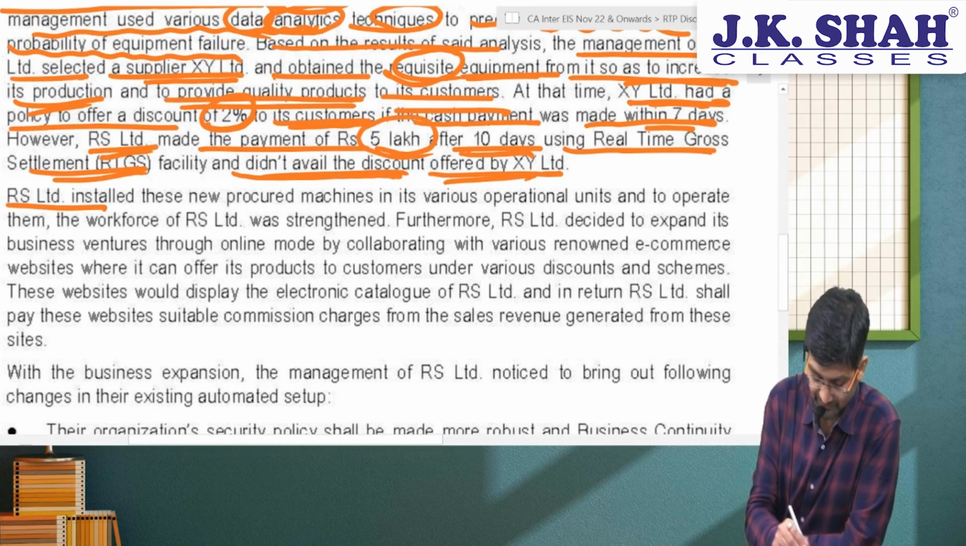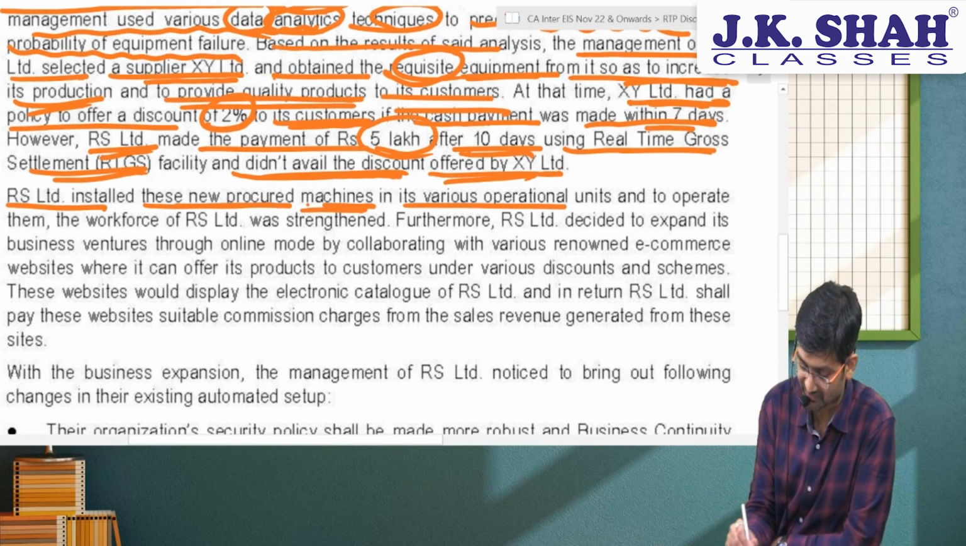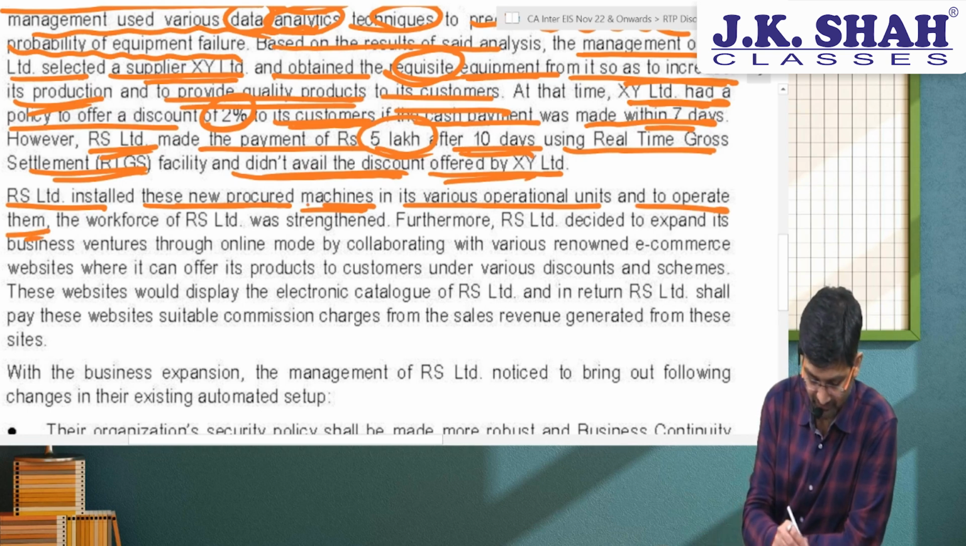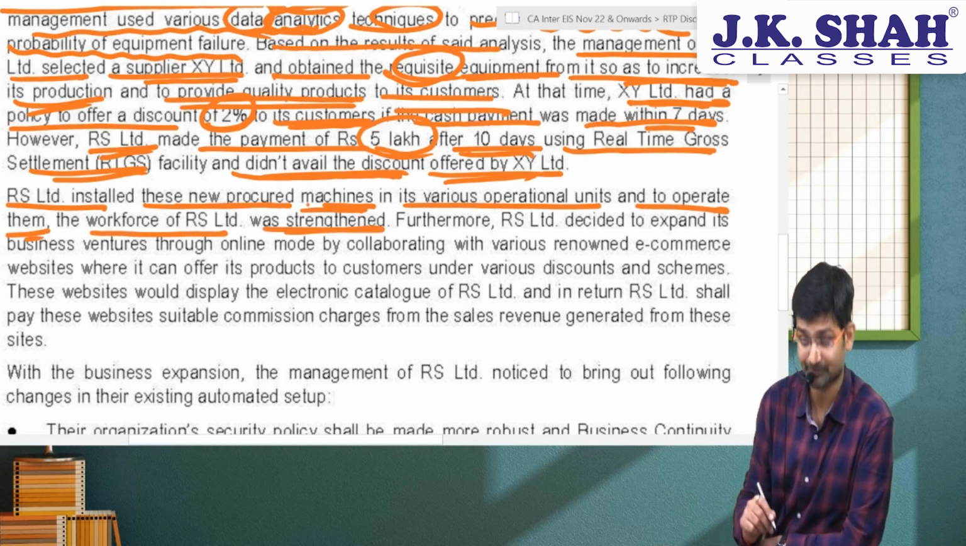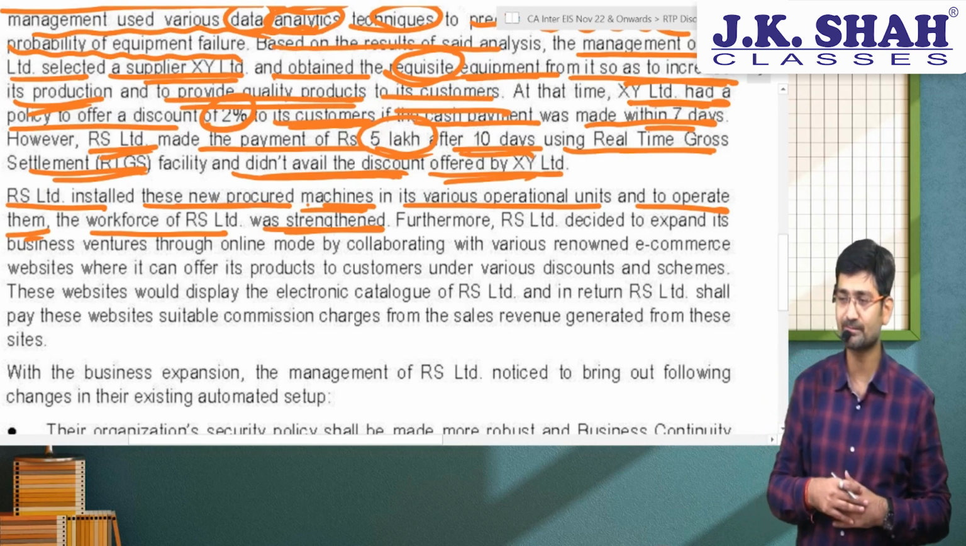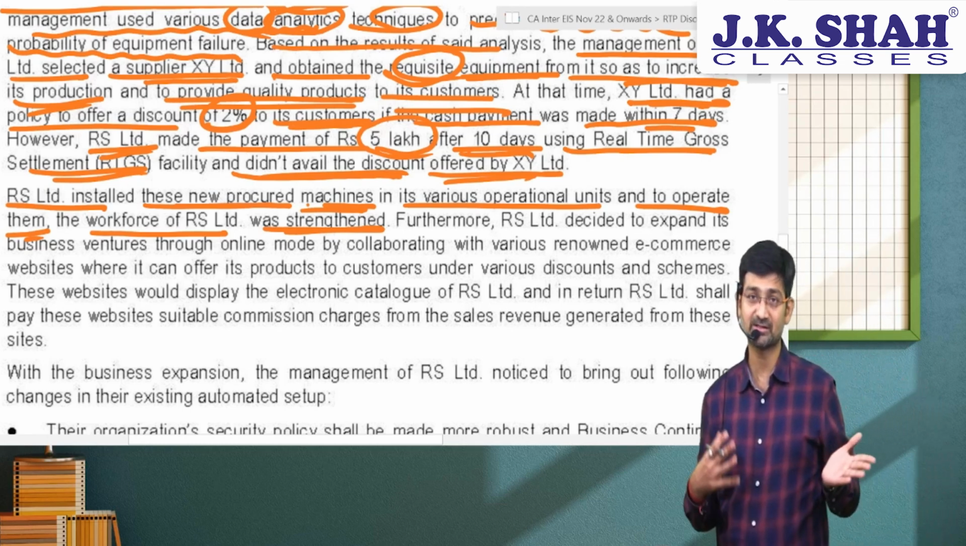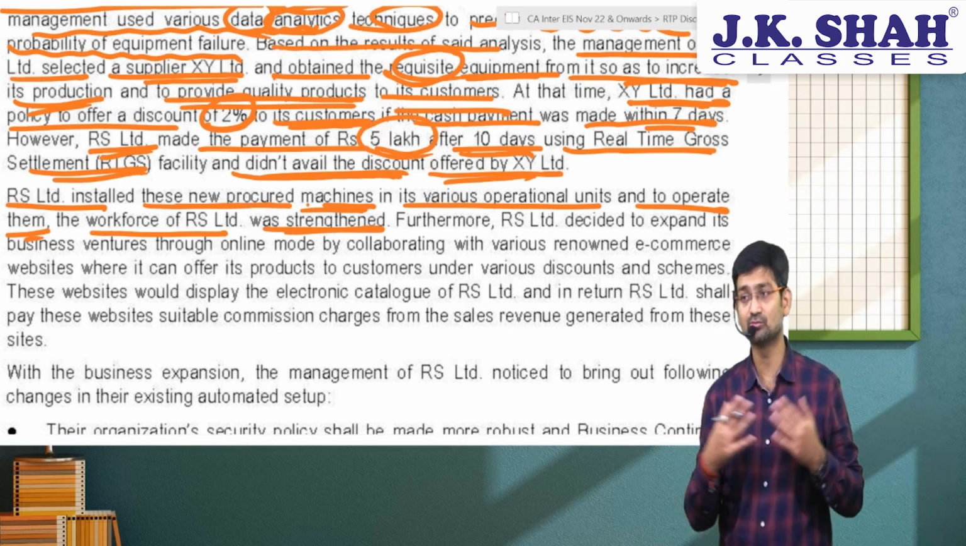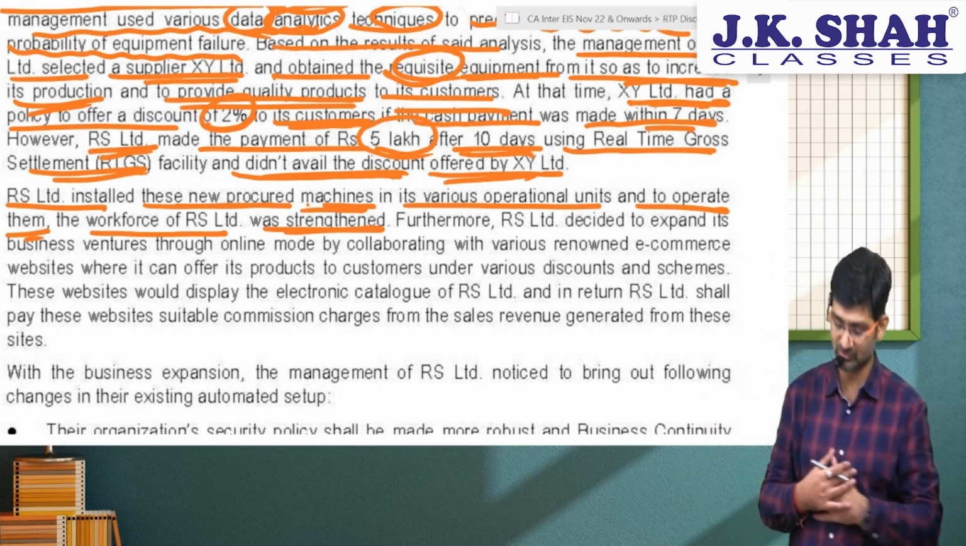RS Limited installed these newly procured machines in its various units, and to operate them, the workforce of RS Limited was strengthened. Obviously, when you have new equipment, to operate that new equipment you also need new staff, a new workforce, and accordingly the workforce was strengthened.